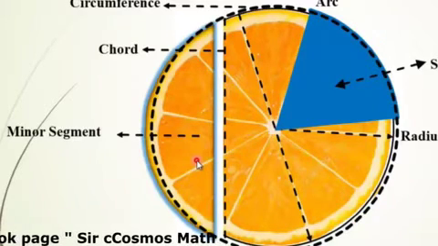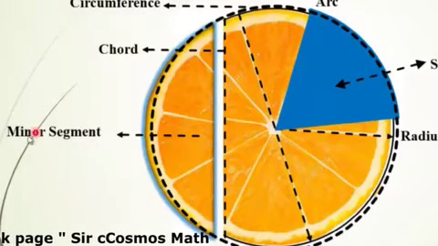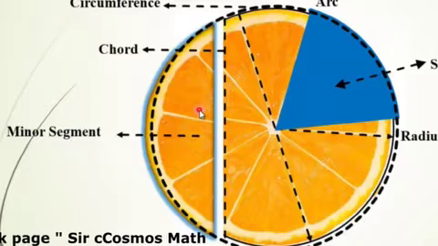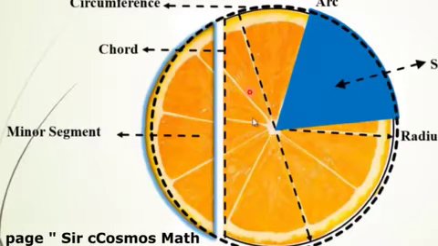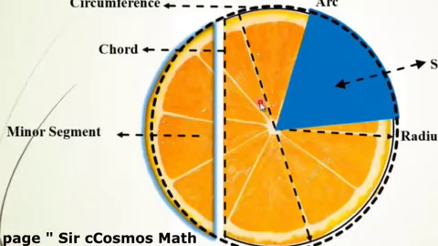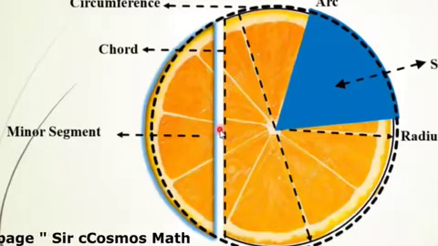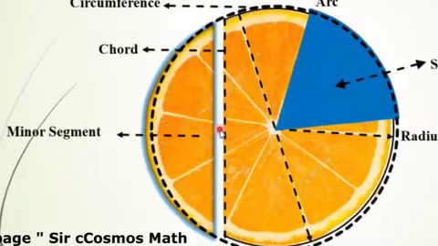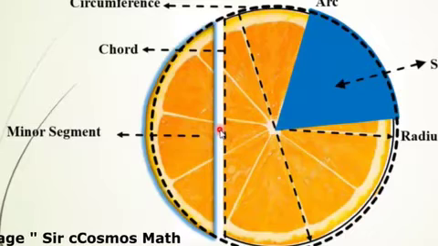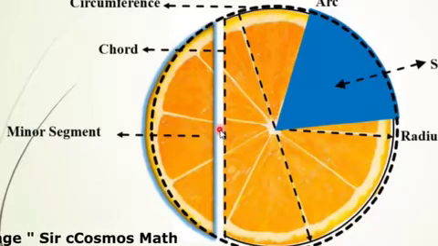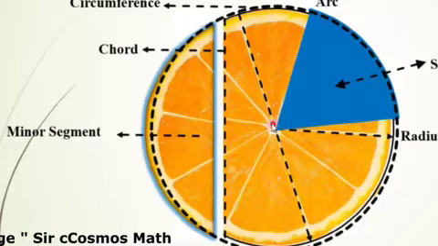Now I've written here minor segment, and this one is a major segment. Sometimes we say, you've taken the segment from the orange. So it is called the minor segment, and then this one is the major segment.